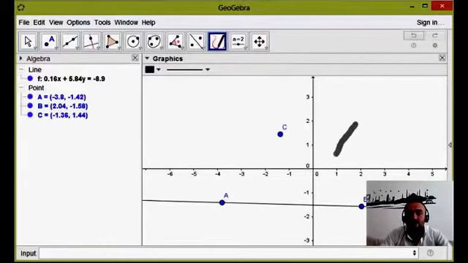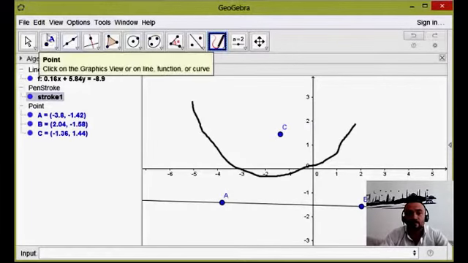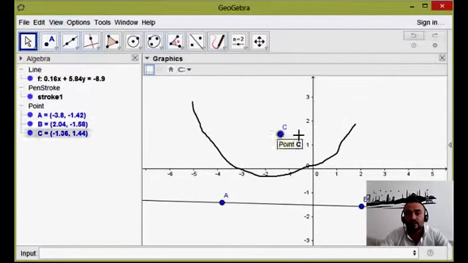Approximately this kind of set of points. The distance to a constant point and the constant line is the same for all points of this curve. The set of these points creates the curve. We call this the parabola in Euclidean geometry.